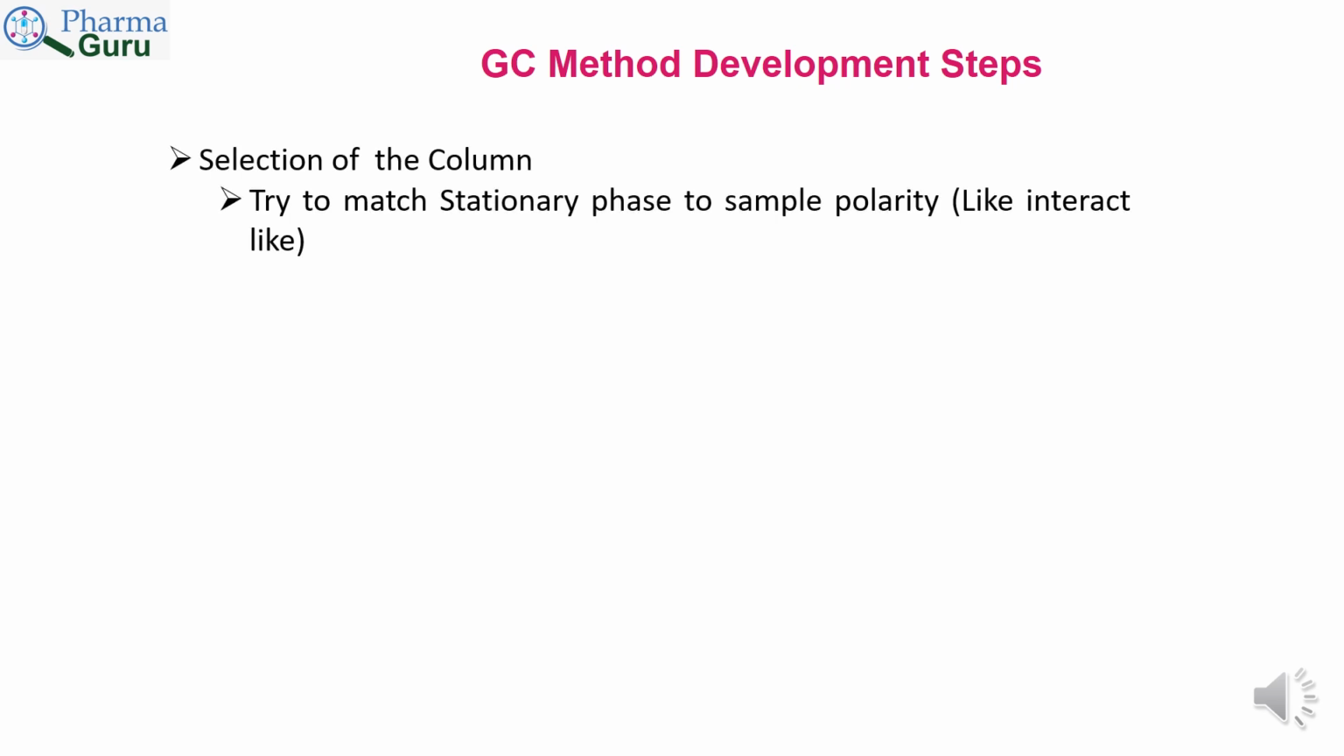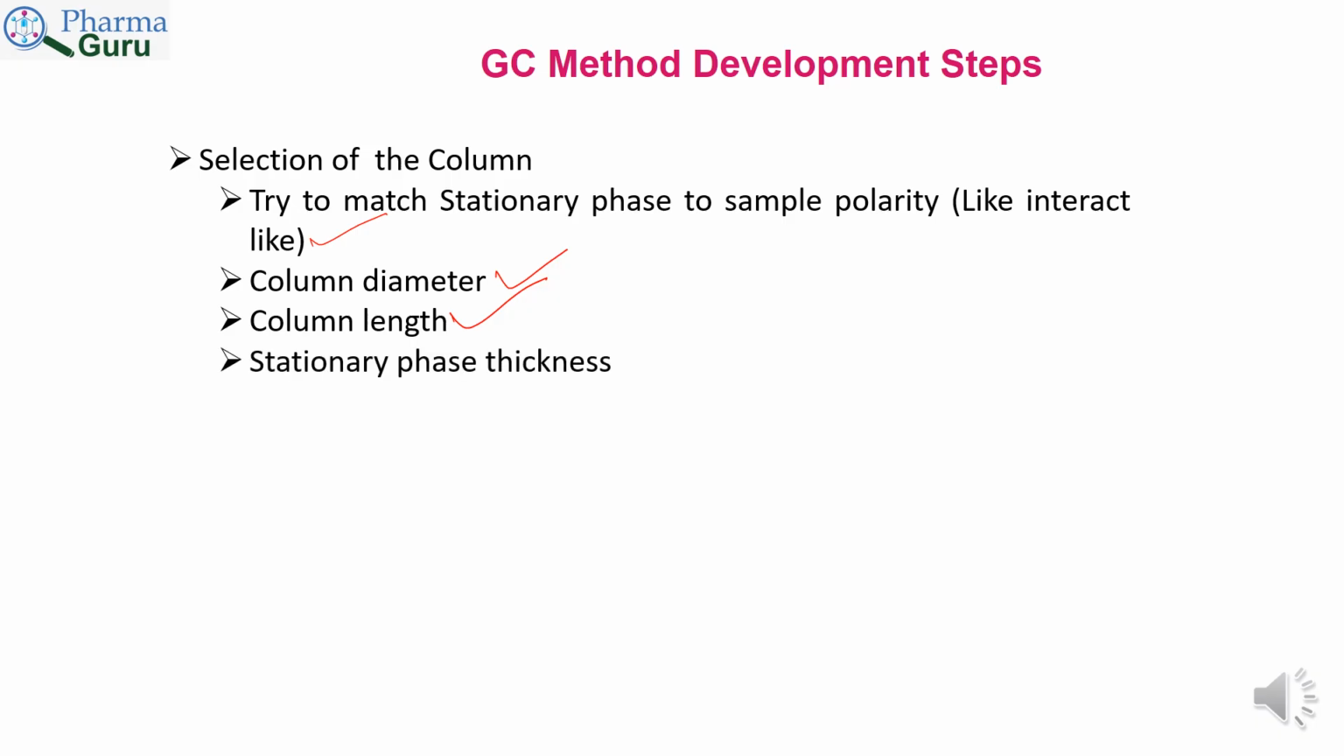GC method development steps: it includes selection of the column. Try to match stationary phase to sample polarity, like I have already discussed in the previous slide, column diameter, column length. On increasing the column diameter, resolution is decreased. You have to keep in mind, on increasing column length, resolution is increased. Stationary phase thickness: on increasing stationary phase thickness, column sharpness is decreased.